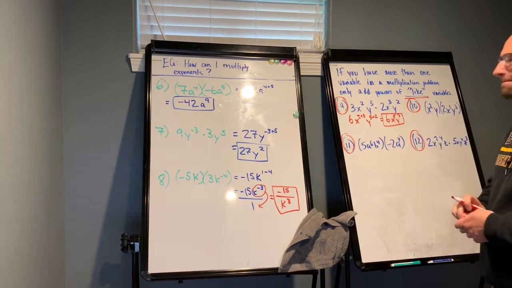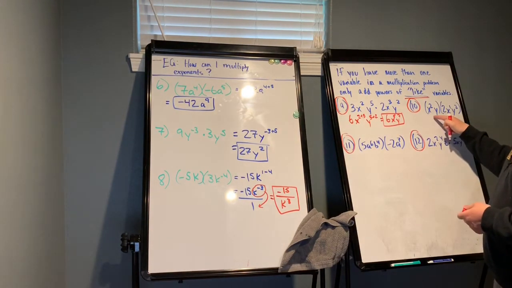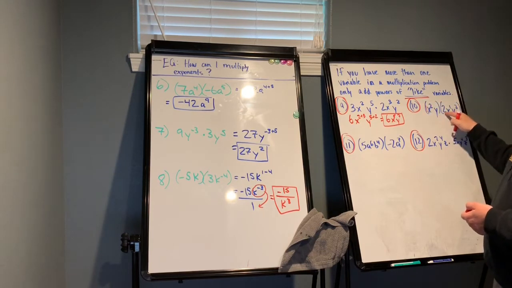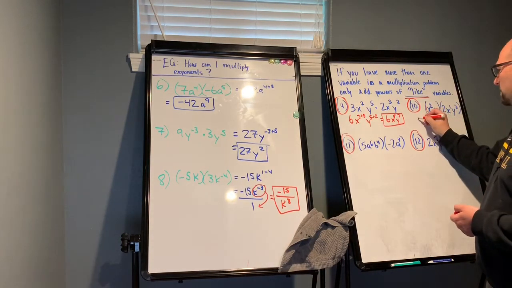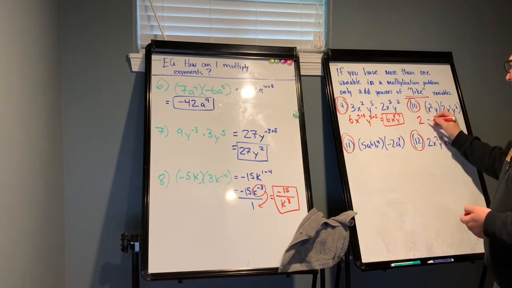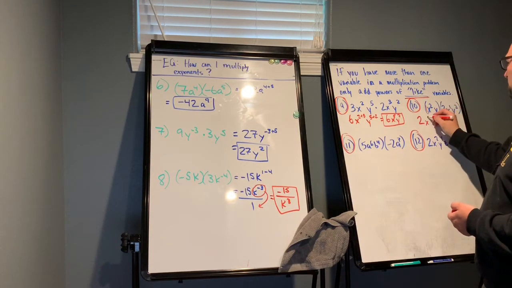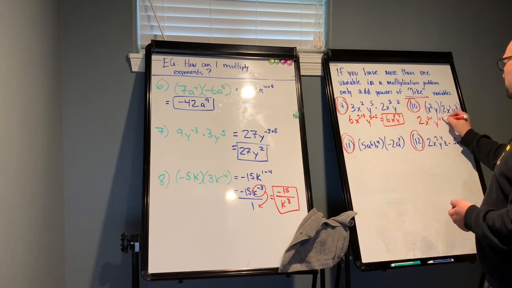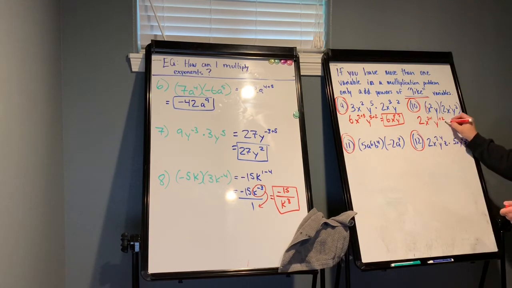Done. Okay? The next one, really our coefficient is 1 over here and it's 2 over here. So 1 times 2 is 2. We've got x, 2 plus 1. Then we've got y, 1 plus 2. So that's going to equal 2x to the 3rd, y to the 3rd. Done.